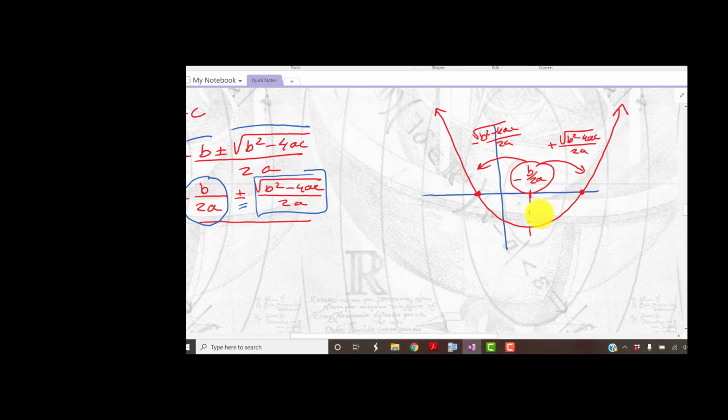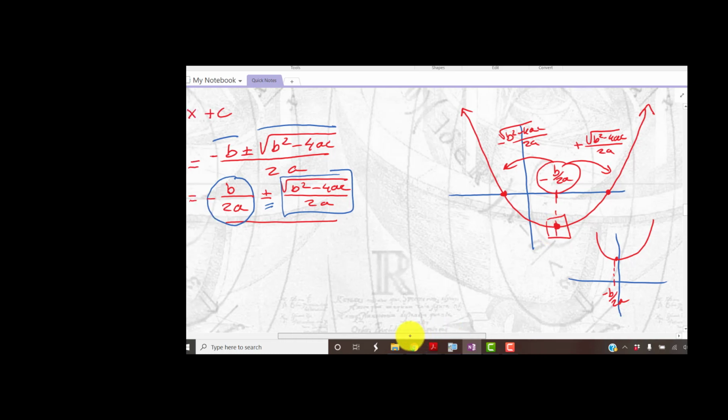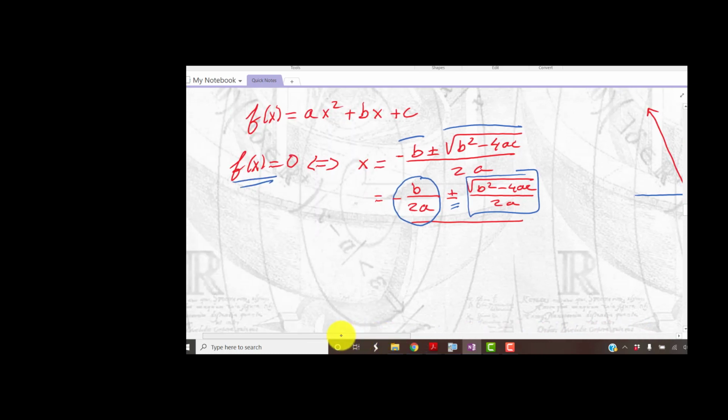And by the way, this is true even if your parabola does not have any x-intercept. This quantity right here, the middle, is negative b over 2a. Well, there's no middle here, right? Because you don't have any x-intercept. But what do I mean when I say middle? I mean the x-coordinate of the vertex. That's it. Negative b over 2a is the x-coordinate of your vertex, okay? So the quadratic formula allows you to find the x-coordinate of the vertex.